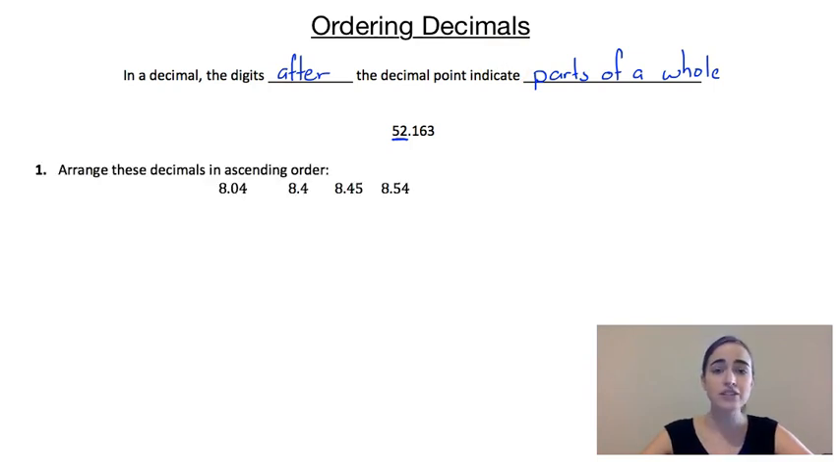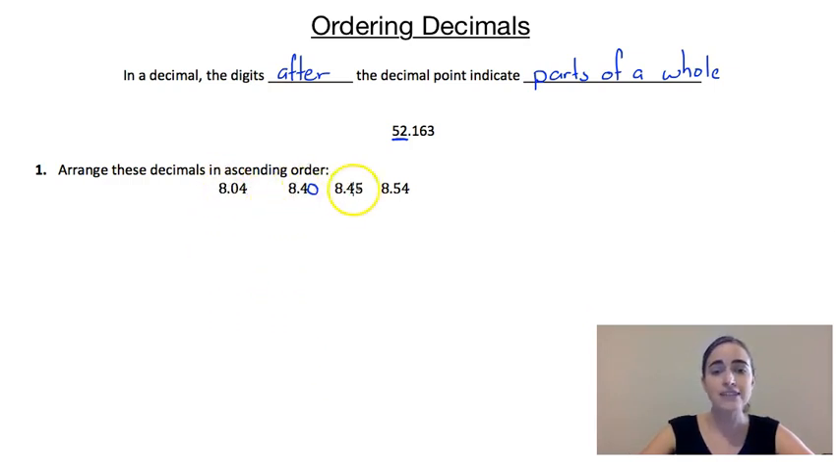So our first example asks us to arrange these four decimals in ascending order. First we need to know that ascending means from smallest to biggest. Now all of these decimals start with 8 point, so they all have the same whole number part, and we're going to have to compare the decimal part. Sometimes it makes it a little bit easier if you write them all so they have the same number of decimal places. This one has 2, and these two numbers on the end have 2 decimal places as well, but this one only has 1.